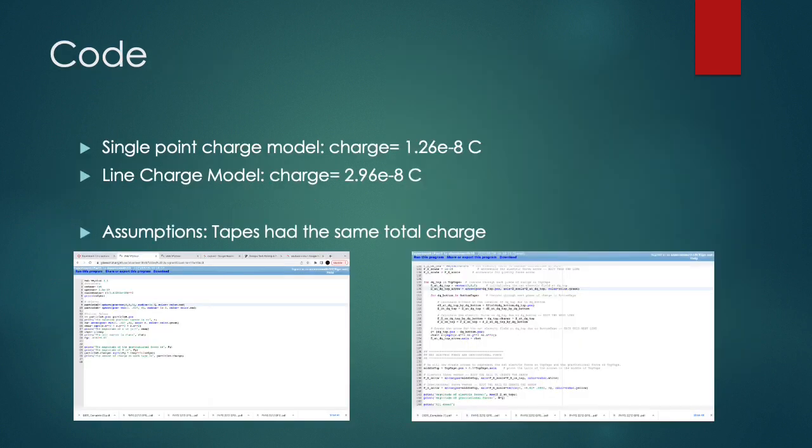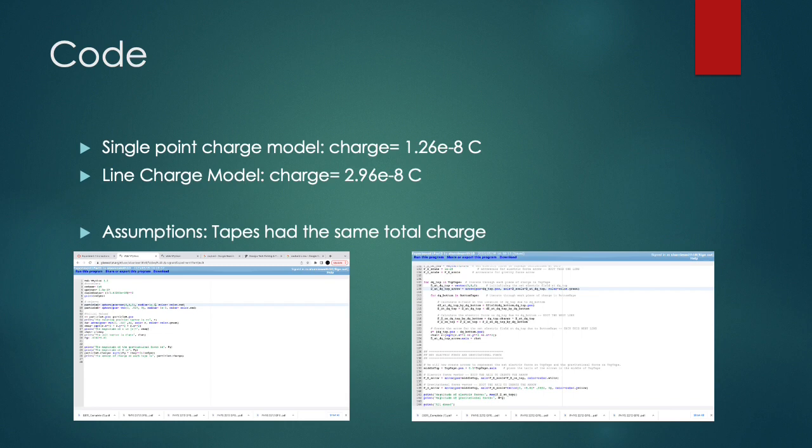The different models gave us two different answers for the charge on the top tape. The single point charge model gave us a charge of 1.26 times 10 to the negative 8th coulombs, while the line charge model gave a charge of 2.96 times 10 to the negative 8th coulombs. In order to calculate the charges, we had to assume that the tapes held the same total charge.